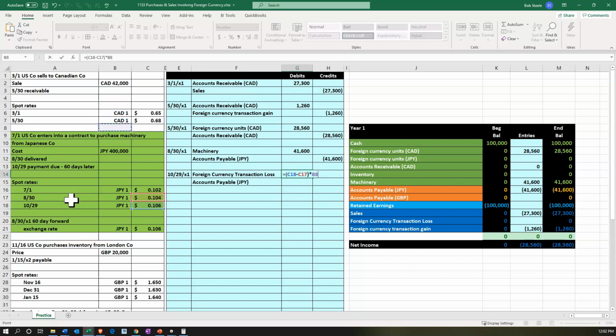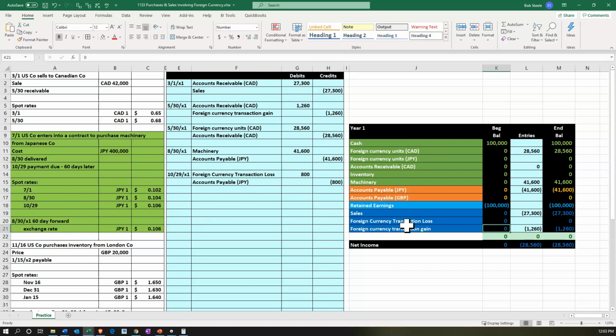Or I'm sorry, not the 40, the 400,000. So there we go. There's the 800. So the 800 and the 800. Let's go ahead and post that out. So we've got the foreign currency loss down below. Foreign currency loss on the 800. And then we're going to be putting that into the accounts payable related to the yen.